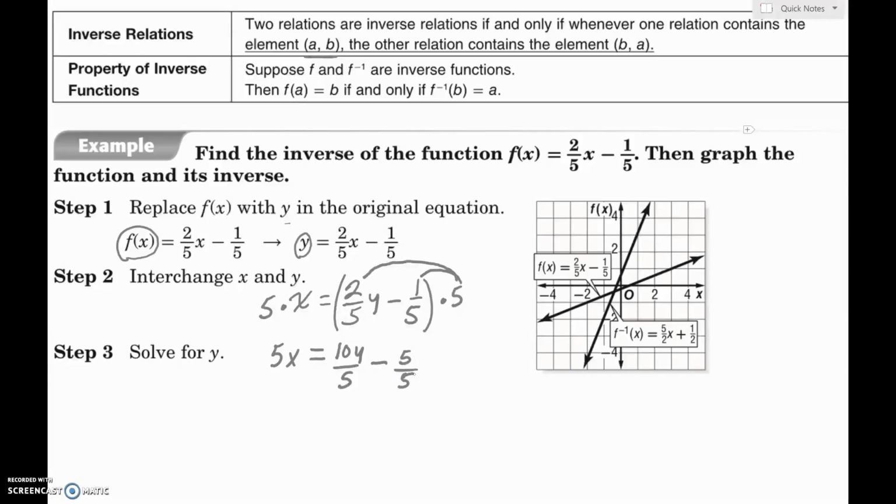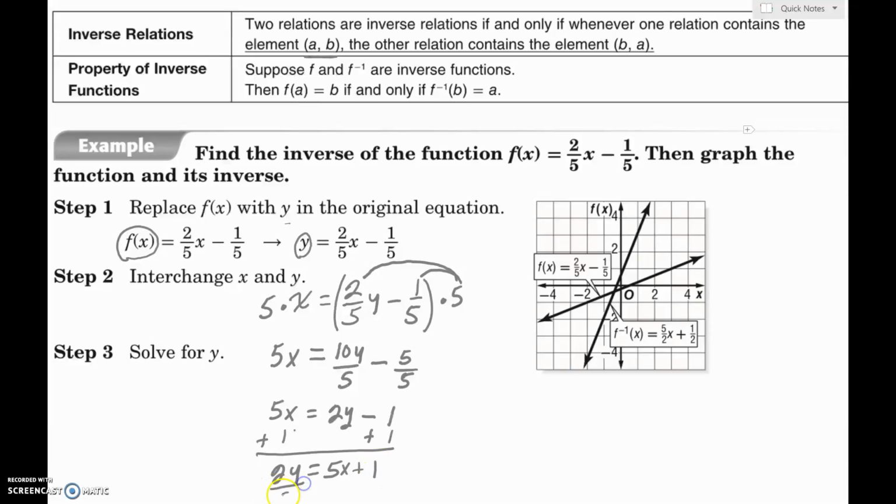And what we're going to do next is we're going to simplify. So we have 5x equals 2y minus 1. Therefore, we have to write this in slope-intercept form, so we have to add 1 to both sides, and we have 2y equals 5x plus 1.